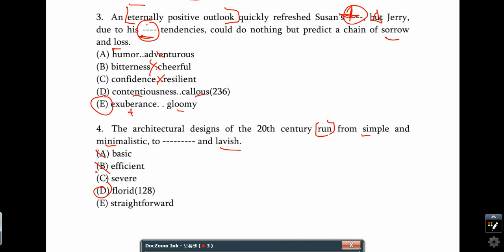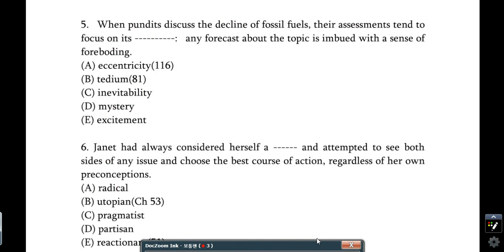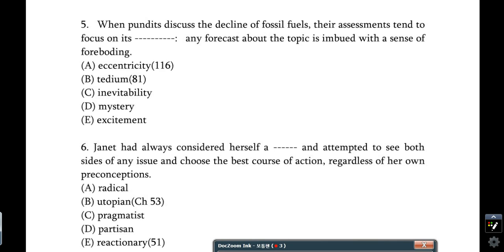Efficient is not a contrast to simple. Severe is not a contrast to simple because severe just means extreme, which you can be extremely simple. And straightforward is a synonym with simple, or it means direct, so that doesn't work either. On to the next page, number 5. When pundits discuss the decline of fossil fuels, their assessments tend to focus on its blank.